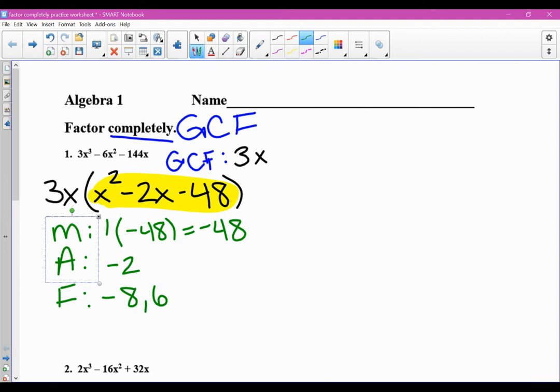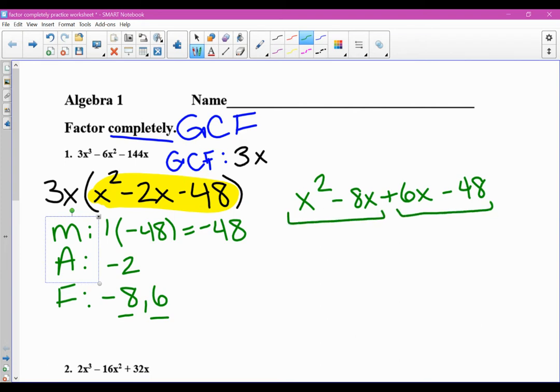So now what we're going to do is take that x squared minus 2x minus 48 and break it up. So we have x squared minus 8x plus 6x minus 48. We split into 2 groups. So now we know x squared and 8x have an x in common, so we're going to factor that out. And left over I have x minus 8.